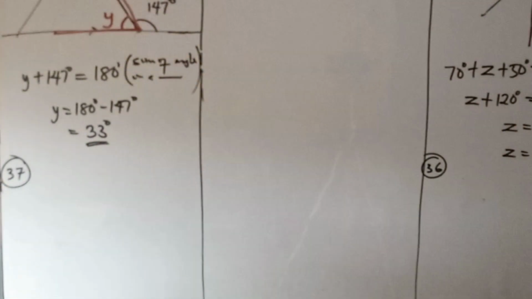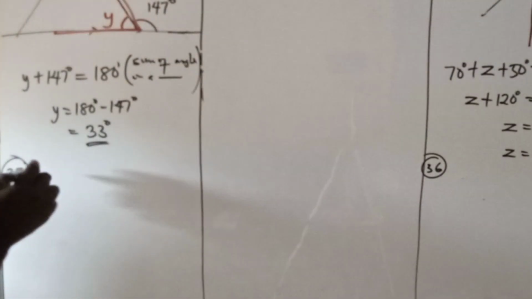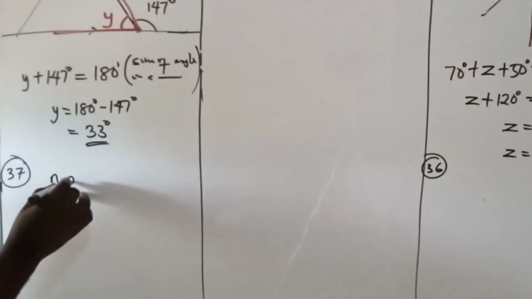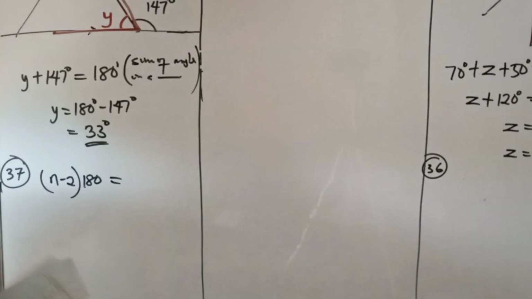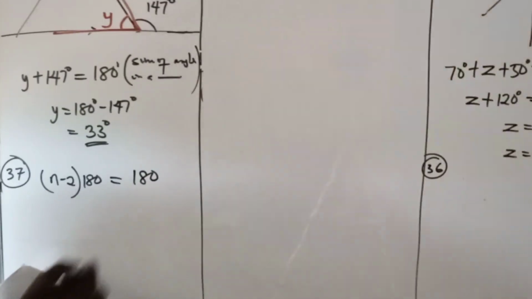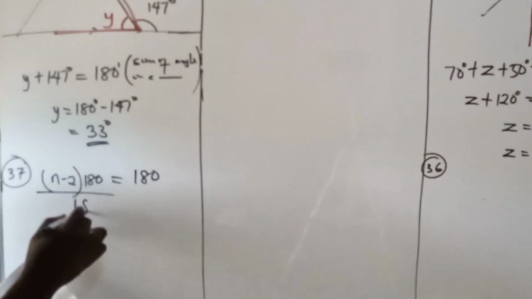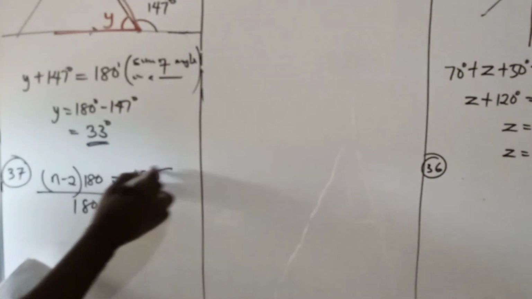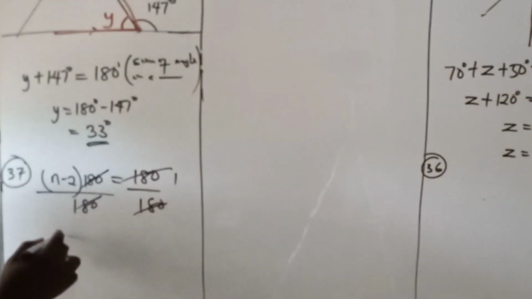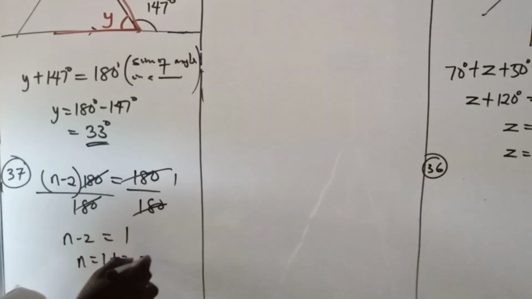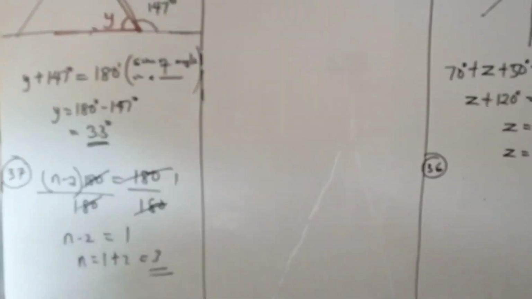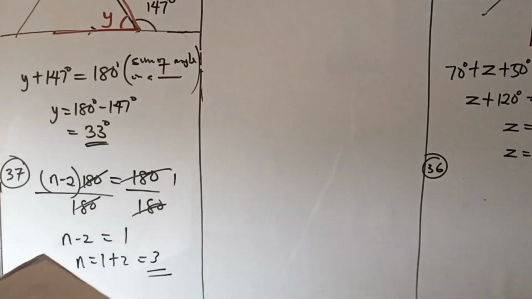But for the purpose of explanation, let's try to solve it. So n minus 2 multiplied by 180 degrees gives us, from this question, 180 degrees. So we divide both sides by 180 degrees, you have 1 here. So that is n minus 2 equals 1. So n equals 1 plus 2, which gives 3. But if I were you, I would not even calculate this, since the sum of angles in a triangle is 180 degrees. So move to question 38.